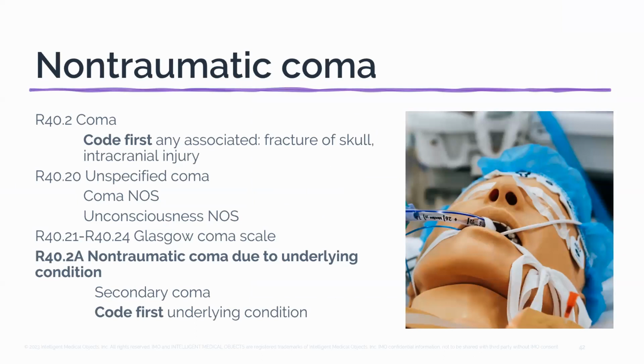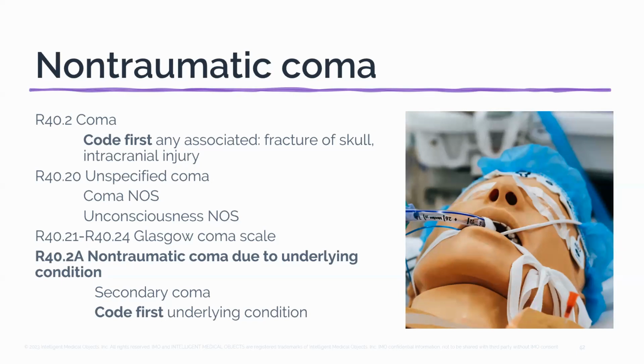A new code for non-traumatic coma due to an underlying condition was introduced. This code is to be used when there is a known non-traumatic cause of coma, such as brain hemorrhage or brain infarction. Keep in mind that this code may not be necessary in other scenarios where the patient is in a coma, where the code describes the underlying condition and the associated coma, such as E10.11, type 1 diabetes mellitus with ketoacidosis with coma.